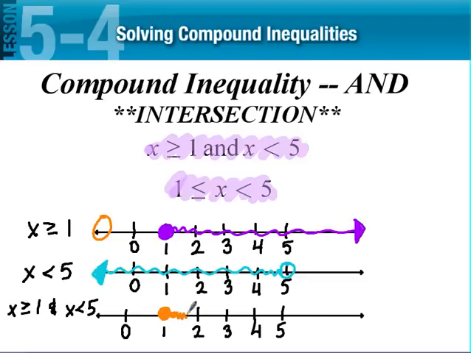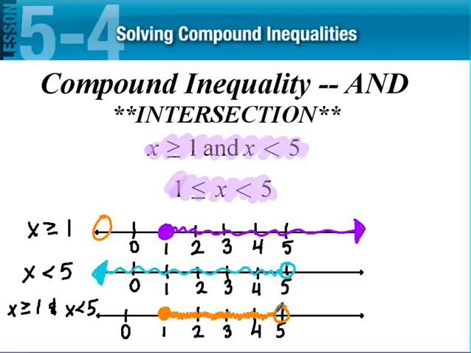At what point does it stop where I don't have both lines shaded? 5. And at 5, notice I have an open circle on the blue. So I'm going to have an open circle on my final answer. That's how you would graph the top one.